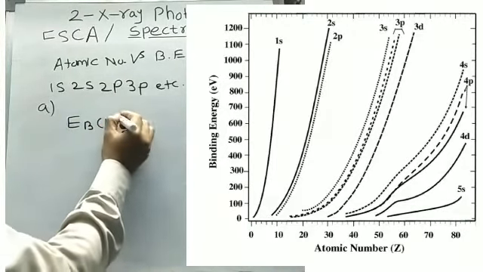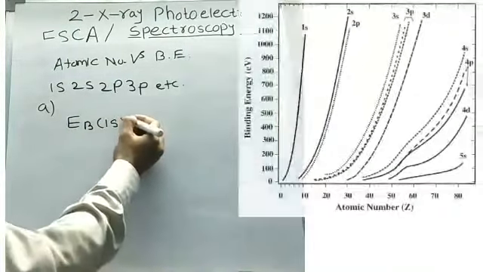E_B, the binding energy of the 1s orbital, is greater than the binding energy of the 2s orbital, which is greater than that of the 2p orbital, and so on.